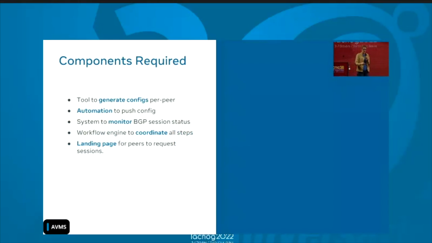There were a couple of components required. I just wanted to go over them in case you also would like to set up something like this. The different things that we would need. First off, we need a tool to generate the config files per peer. Then you'll need some automation to push those config files onto the routers. To make sure everything works, you'll need a system that'll monitor the status of the BGP sessions. And then you'll also need some kind of workflow engine to coordinate all of the different steps of peering. That's the back end side. On the front end, you'll also need some kind of landing page, maybe like facebook.com/peering, where your peers can request the BGP sessions with you.